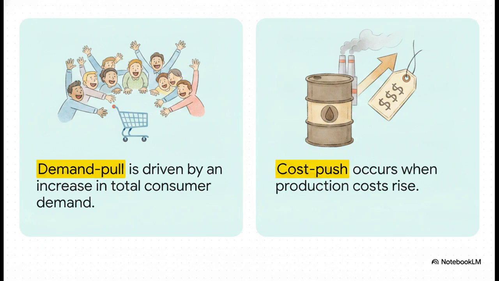On the flip side is cost push inflation, which has nothing to do with consumer demand. This happens when creating a product suddenly gets way more expensive. Think about the 1970s energy crisis. Oil prices spiked, which made manufacturing and transportation cost more, and those costs were pushed right onto you, the consumer.